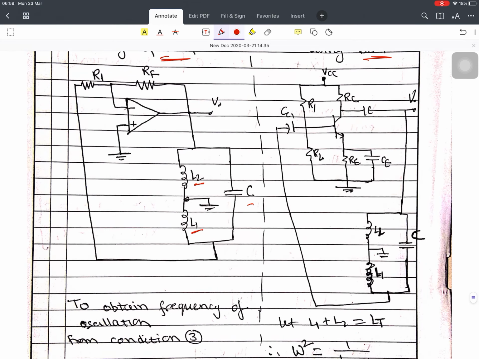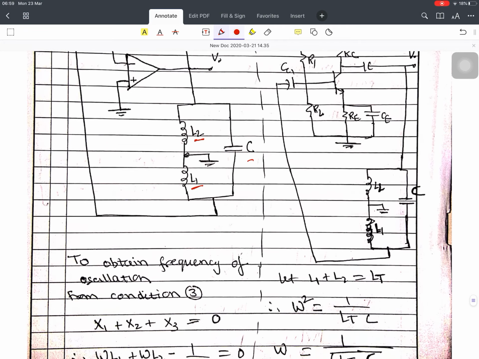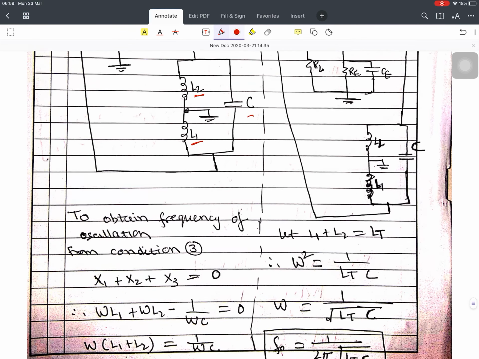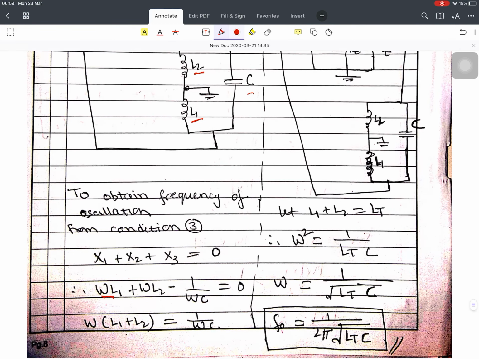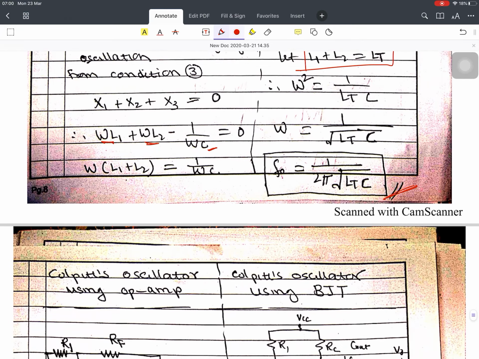Now from this circuit, just use your condition number 3. Condition number 3 was x1 plus x2 plus x3 is 0, and put the values: x1 here is inductor, and x3 is capacitive. Solve them, and we get the frequency of oscillation. F0 is 1 upon 2 pi root of LT into C, where LT is the summation of L1 and L2.